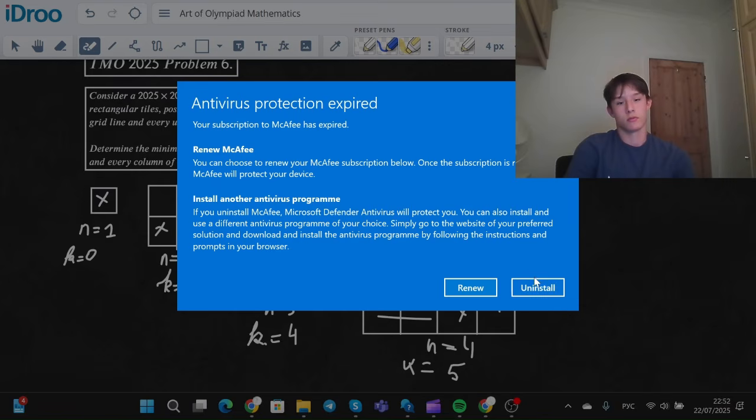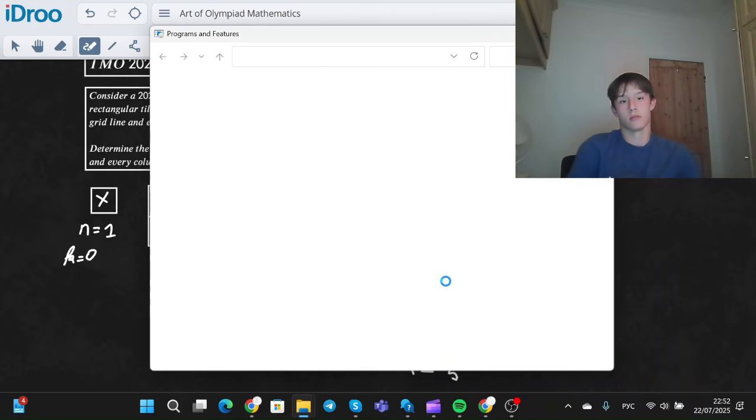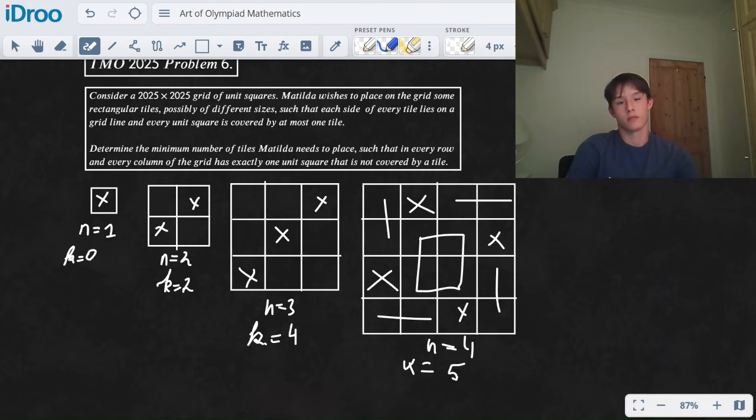Sorry guys. Okay, so if the answer is solely dependent on n, then we might suspect it to be something like a polynomial. And if it is a polynomial, it's probably not more than degree 2.